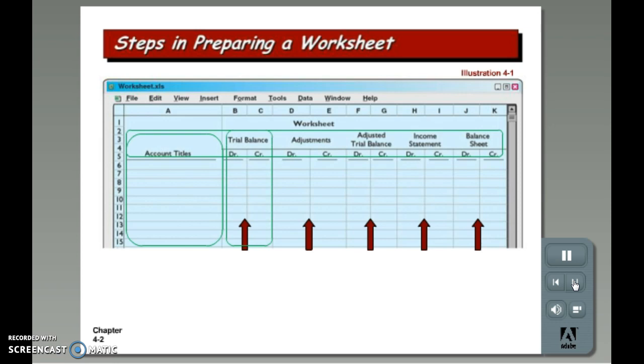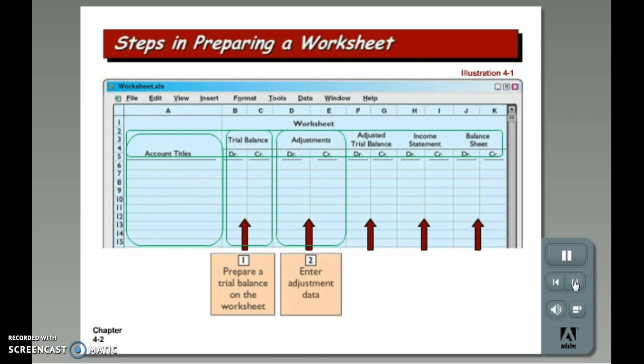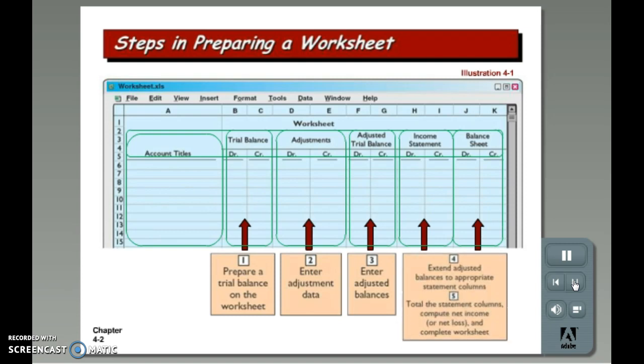Account balances from the general ledger are entered into the corresponding debit-credit columns to prepare the trial balance. Adjusting journal entries are entered into the next columns. The adjusted balances are entered and comprise the adjusted trial balance. The revenue and expense account balances are extended into the income statement columns, and the asset, liabilities, and owner's equity balances are extended into the balance sheet columns. The net income is reflected at the bottom of the worksheet.